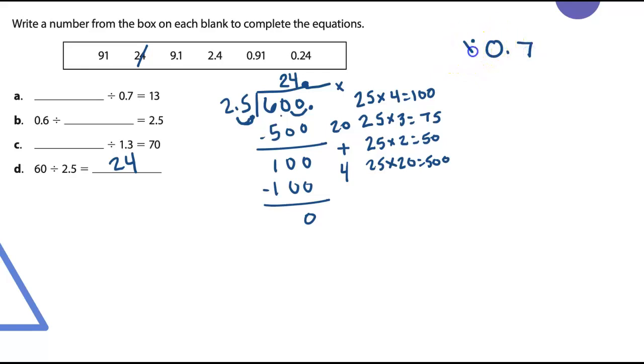0.7 times 13. I moved this decimal one place, but I'm going to have to move it back into my quotient. 7 times 3 is 21. Drop my 1, carry my 2. 7 times 1 is 7, plus 2 is 9. Now I'm going to move my decimal from here back to the middle where it was, because I moved it one time, so I'm going to move it one time back. So my answer for A is 9.1.